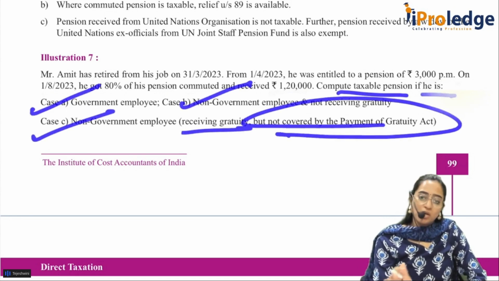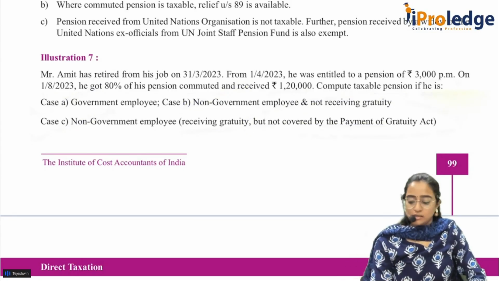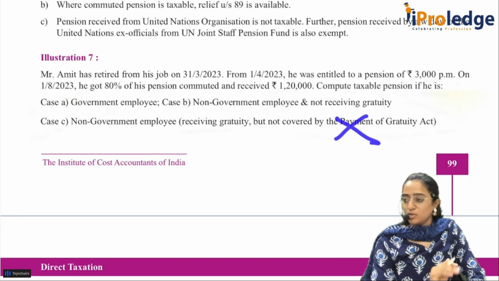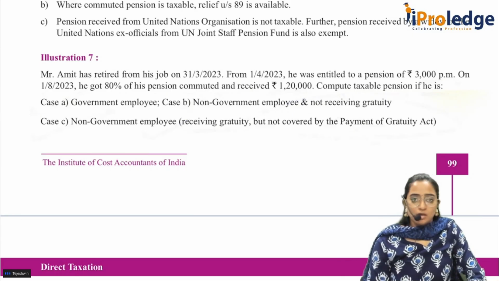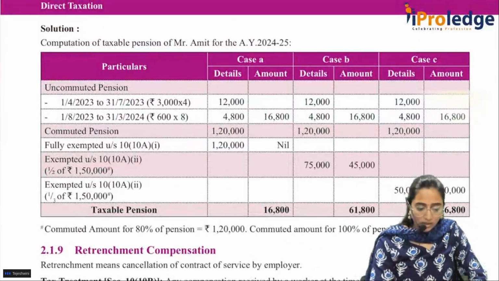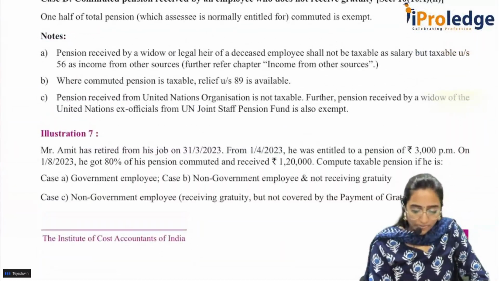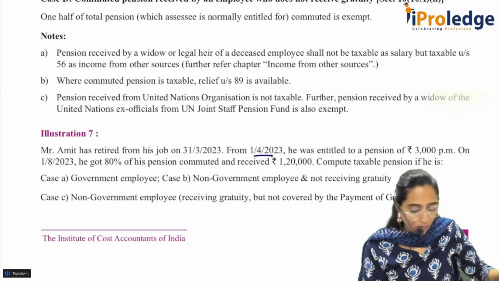Payment covered under POGA, not POGA, that's the next concept. That will not be a concern in this question. Clear? Covered under POGA, not covered under POGA doesn't matter. Received gratuity or not received gratuity is what matters. Clear everyone? Are you understood everyone? So the first point is that they have stated from 1/4/2023 he was entitled to what?